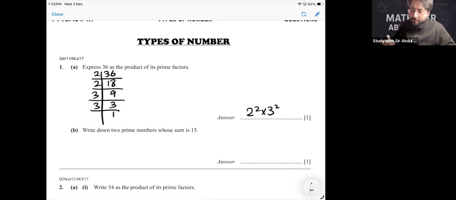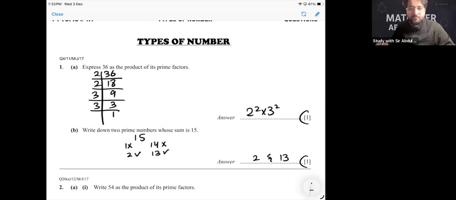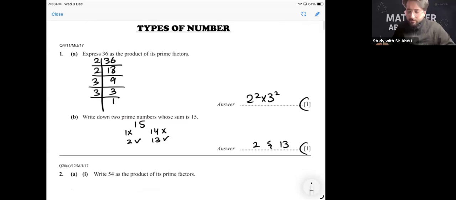Okay, write down two prime numbers whose sum is 15. So I know that 1 plus 14 is 15, but 14 is not a prime number, and 1 is not even a prime number. 2 plus 13 is 15. Yes, both of them are prime numbers. So 2 and 13 is the answer. Yes or no? Easy peasy, lemon squeezy.